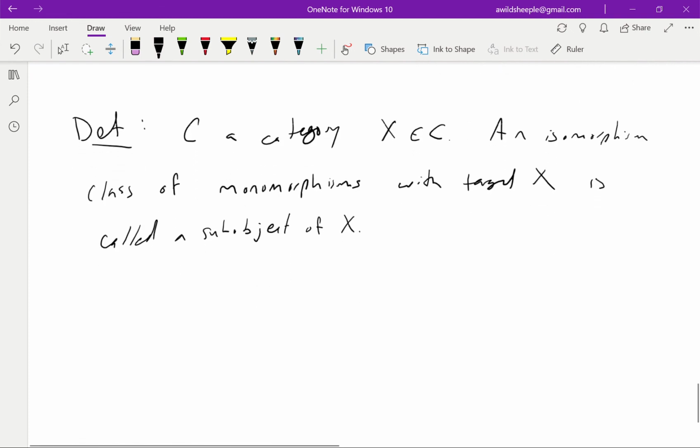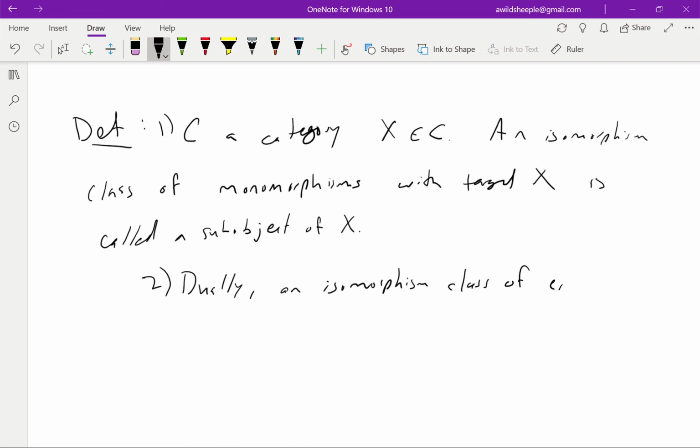And dually, maybe I'll call this 1, an isomorphism class of epimorphisms, this is with source X, it should be clear, is called a quotient.